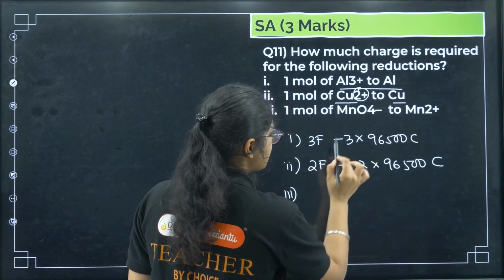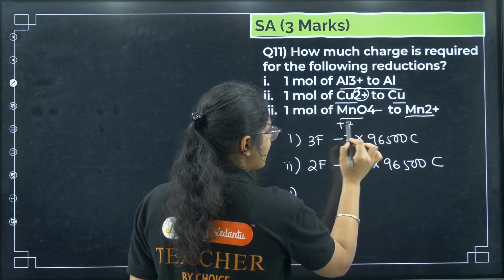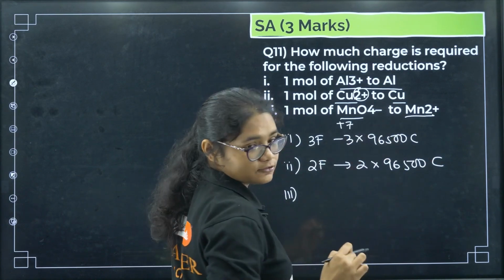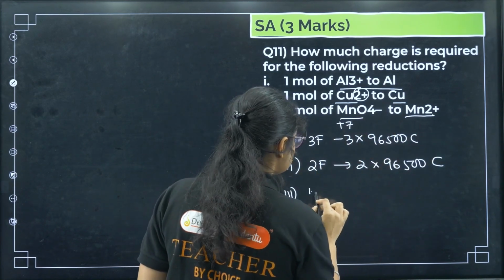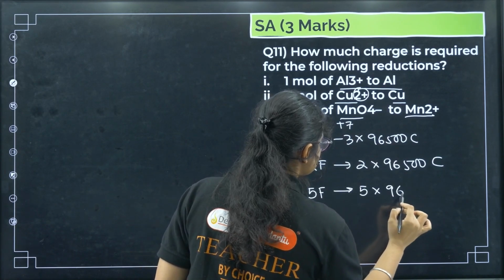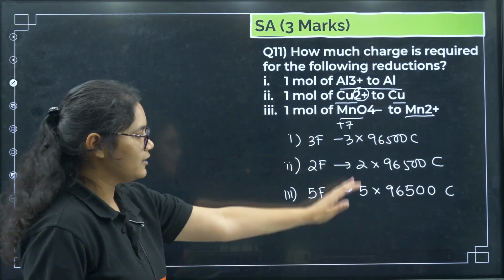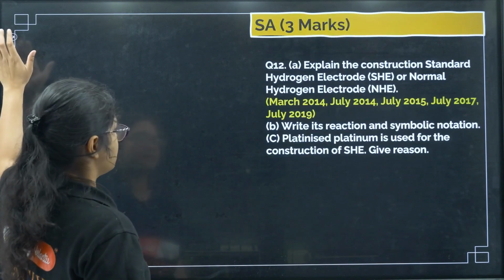Next, the third one is MnO4 minus to Mn2+. So here the oxidation state of manganese is plus 7 and here it is plus 2. Plus 7 to plus 2 is how many electrons? 5 Faraday. So it is 5 into 96500 coulombs. Okay. So just calculate this one and you will get the answer.